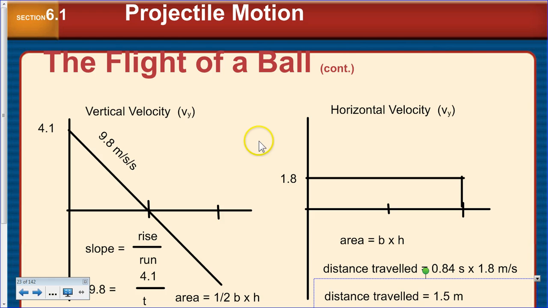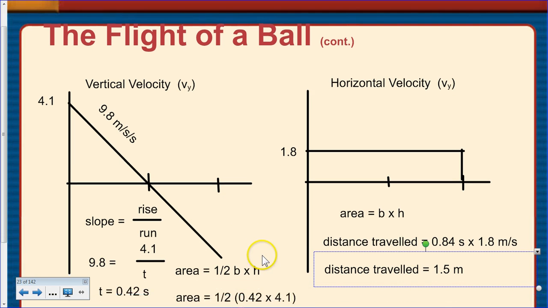We're going to draw two velocity diagrams from this. We have a vertical velocity diagram and a horizontal velocity diagram. I would have liked to have drawn these over each other because the timelines are going to line up on both of these. So let's start though with the vertical velocity diagram.